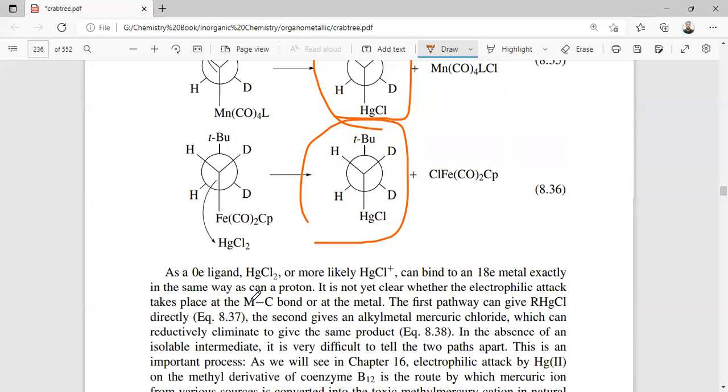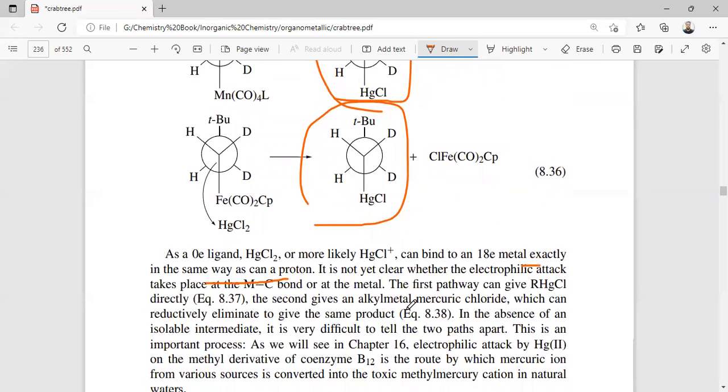As a zero-electron ligand, HgCl2 or, more likely, HgCl plus can bind to the 18-electron metal in exactly the same way as a proton can. So it is not yet clear whether the electrophilic attack takes place at the M-C bond or at the metal. One pathway gives the product directly, and the second gives an alkyl metal mercury chloride, which can reductively eliminate to give the same product. In the absence of an isolable intermediate, it is very difficult to tell the two paths apart. This is an important process.